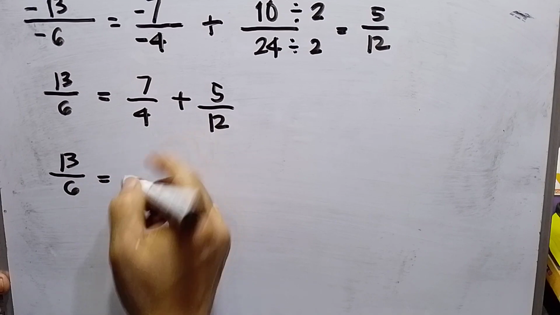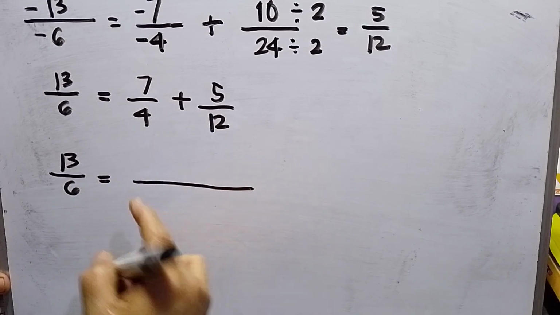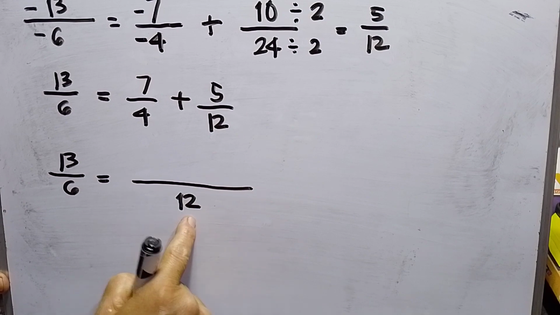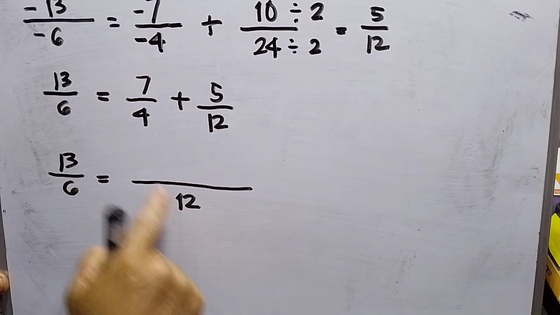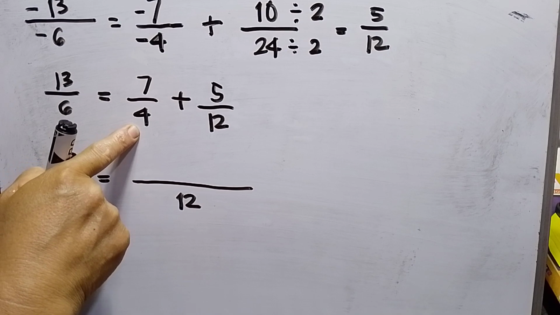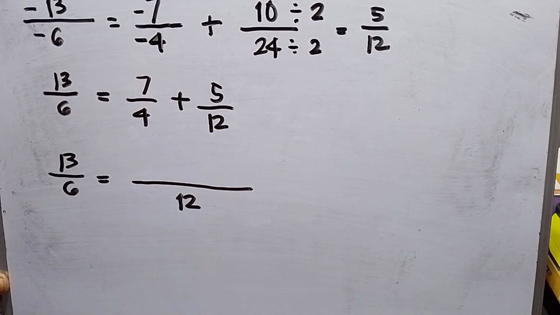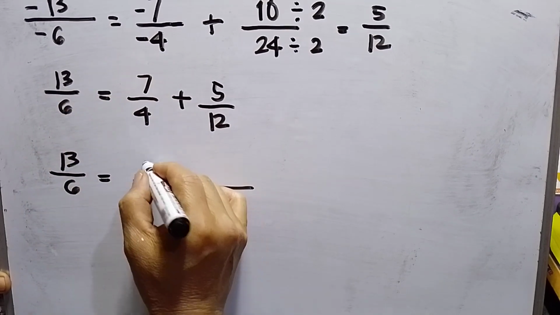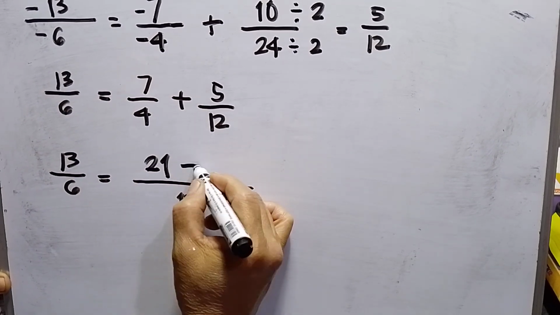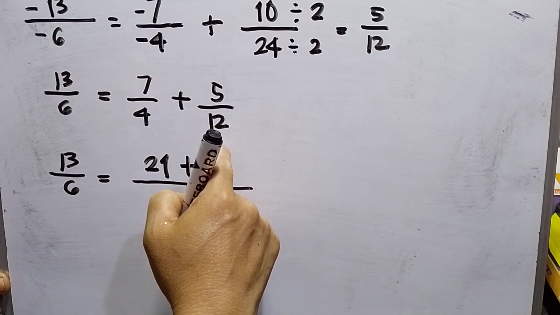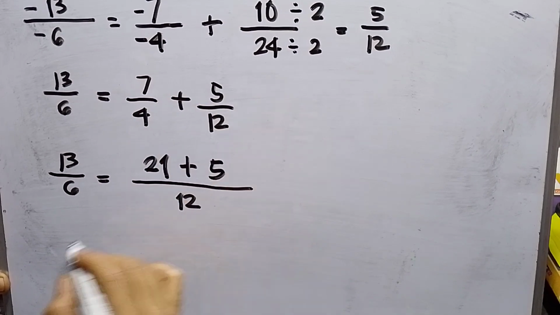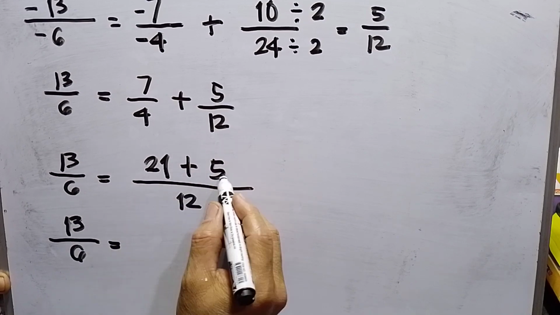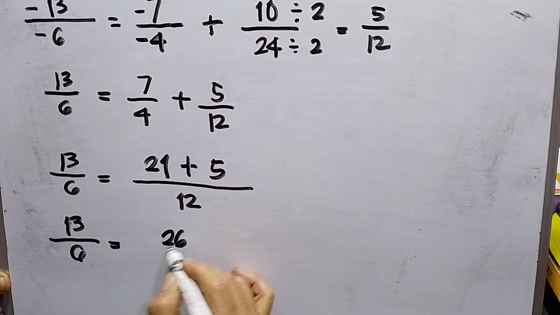So I need to find the LCD between 4 and 12. So the LCD between 4 and 12 is 12. Then I need to divide the denominator. So 12 divided by 4, that is 3. Sorry, 12 divided by 4 is 3 times 7, that is 21. Then plus 12 divided by 12, that is 1 times 5 is 5. So this will be 13 over 6. So this is 21 plus 5, that will be 26 over 12.